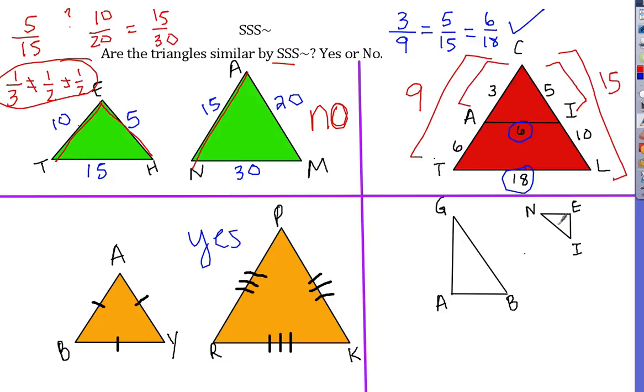And in this one, let's say you get a picture and all you're given is that they're right angles. Well, all right angles are not always similar. So this is not enough information. We'll just say no. Okay?